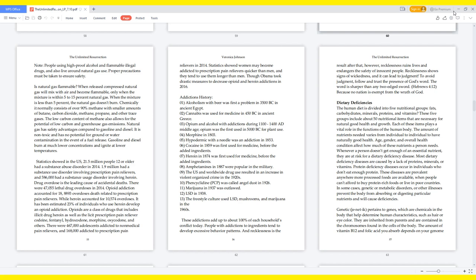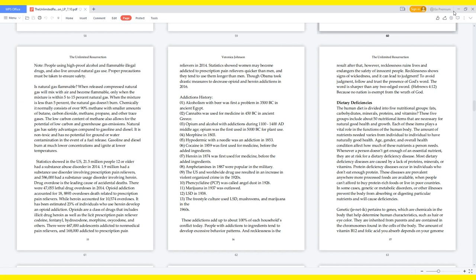Statistics showed in the US, 21.5 million people 12 or older had a substance abuse disorder in 2014. 1.9 million had a substance use disorder involving prescription pain relievers, and 586,000 had a substance use disorder involving heroin. Drug overdose is the leading cause of accidental deaths. There were 47,055 lethal drug overdoses in 2014.